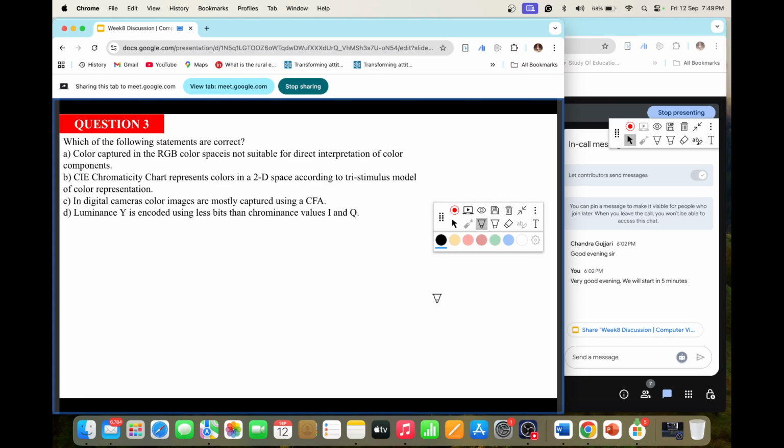Now question number 3, which of the following statements are correct? Color captured in RGB color spaces not suitable for direct interpretation of color component. CIE chromaticity chart represents a color in 2D space according to tri-stimulus model. In digital camera, color images are mostly captured using CFA. Luminance Y is encoded using less bits than chrominance value I and Q. Okay, so any guesses for this?